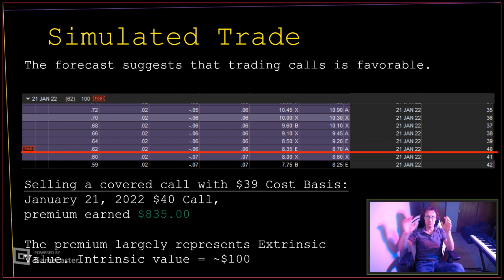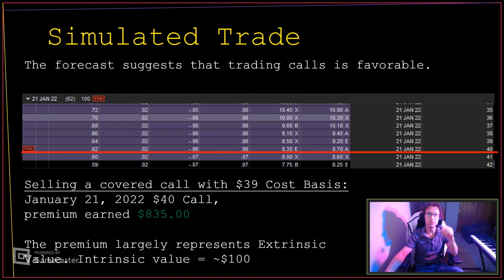Let's talk about the simulated trade. This is where things get a little more interesting. Turn my laser pointer back on. So the forecast suggests that trading calls is favorable. So this diagonal spread features calls, no puts, mostly because I don't have the cash to sell another call at this point.